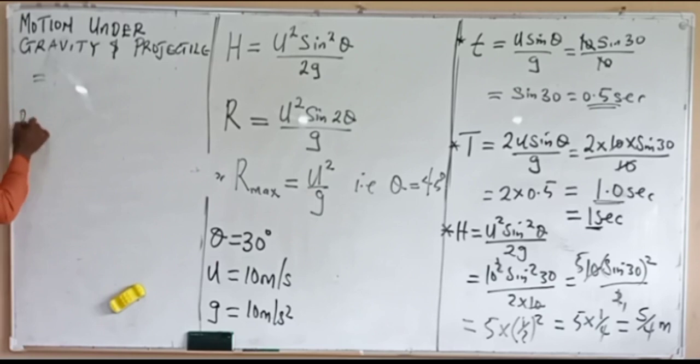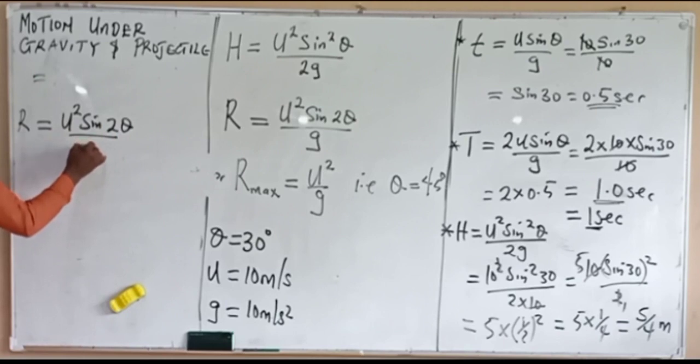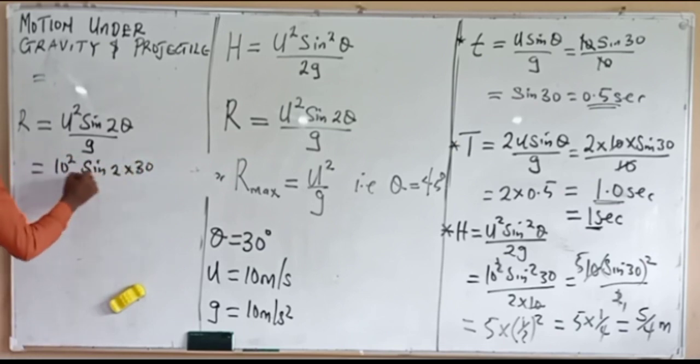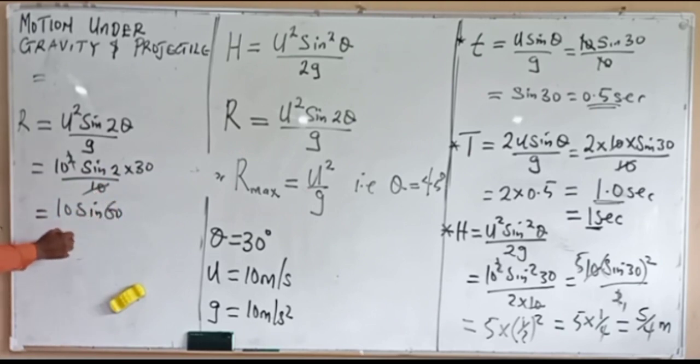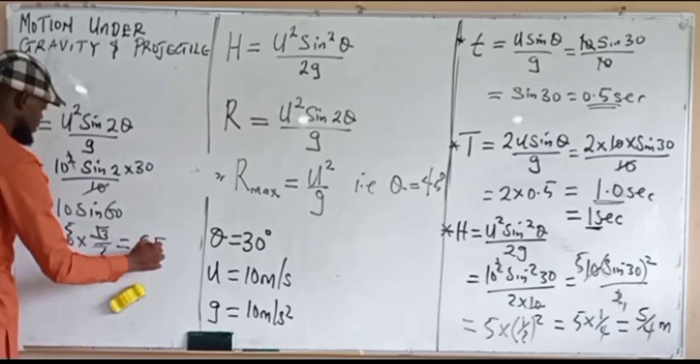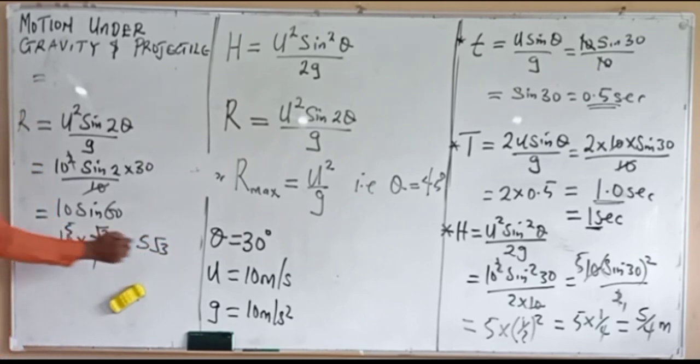Let's look at the range of the motion. The range of motion is u square sine 2 theta all over g. That will be 10 square sine 2 times 30 over 10. 10 will cancel one of these 10. We have 10 sine 2 times 30, which is what? 60. That will be 10 times root 3 over 2. Sine 60 is root 3 over 2. 2 here, 1, 2 here, that will be 5. That will be the horizontal range of the motion, 5 root 3 meters.